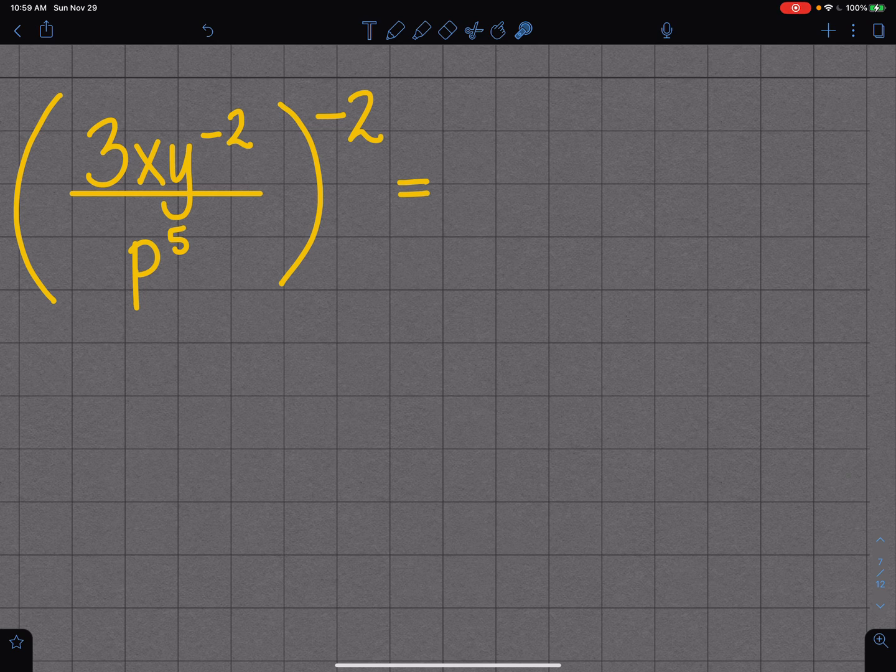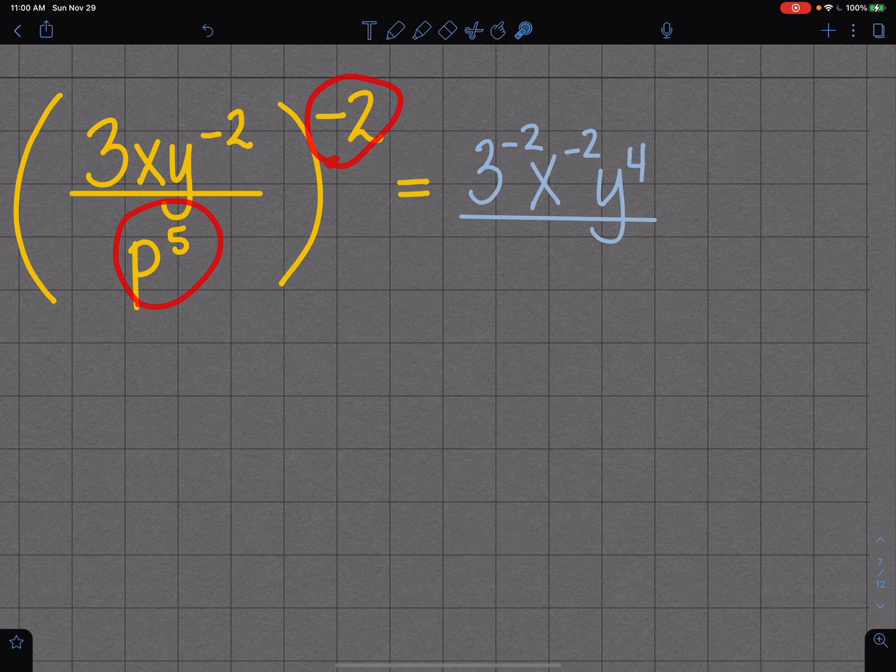So we're going to have, let's start out with the 3. Okay, so we've got 3 raised to the minus 2. Then we have x raised to the minus 2. Then we have y raised to the, and let's just do it in our heads, minus 2 times minus 2, that's going to be y to the positive 4. Y to the 4th. And then that's all going to be over, let's just do this in our head. 5 times a minus 2 is going to be p to the minus 10.